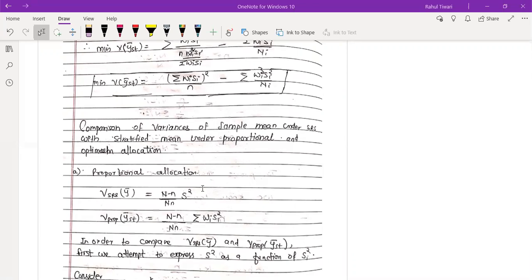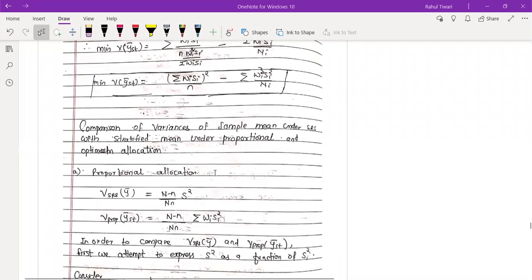In this case also, we are comparing the variances under WOR only. This is the formula for variance of y bar under SRSWOR. So we need to compare the variances of a sample mean under SRS with the stratified mean under proportional allocation and optimum allocation.